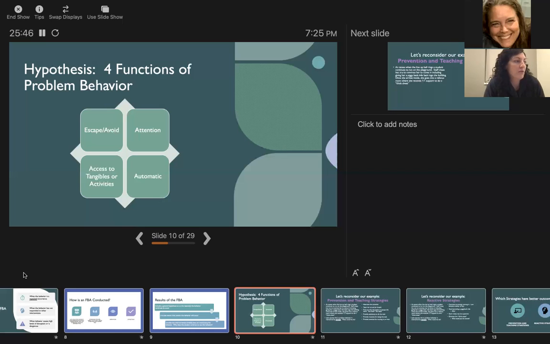So these are the 4 primary functions. Escape and avoid. Escape and avoid are essentially the same thing. There's a slight technicality difference, where escape is they get out of it completely, and avoid is they just kind of delay it. Lots of us engage in avoiding behavior, and then timelines show up and we go ahead and get to it. But students may also just be engaging in avoiding behavior, so just kind of pushing it off. Attention is a function, attention from staff, attention from peers.